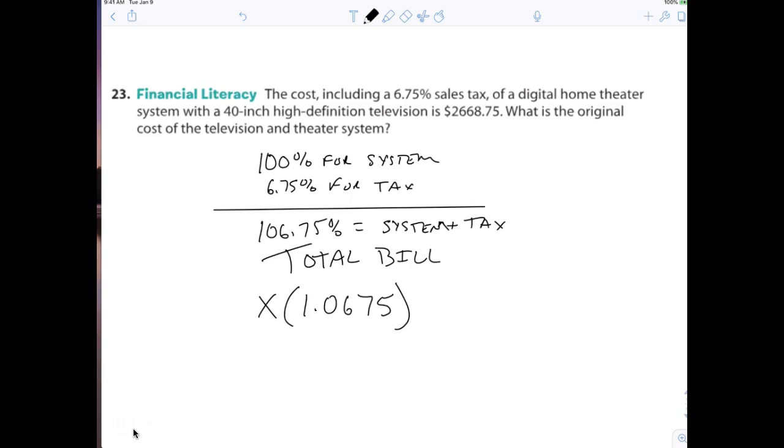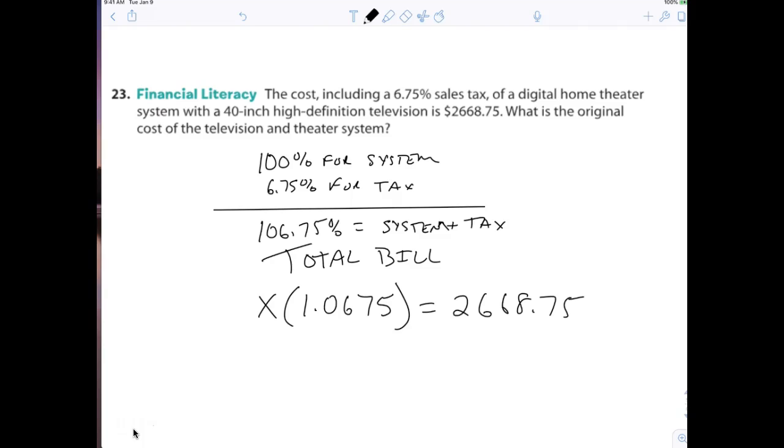Do you agree with that now? Because remember, a percent means divided by 100. So take 106.75 divided by 100. That means the decimal moves 2 places to the left. So again, X times 1.0675 will give me the total bill, and the total bill was $2,668.75. Good job. That's the end. I didn't say that was the answer. I said that's how you set up the problem to solve the answer.